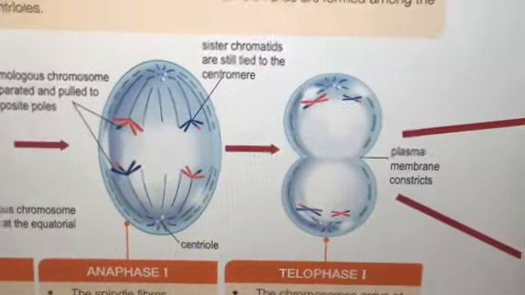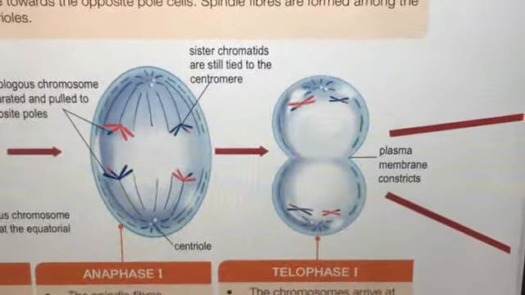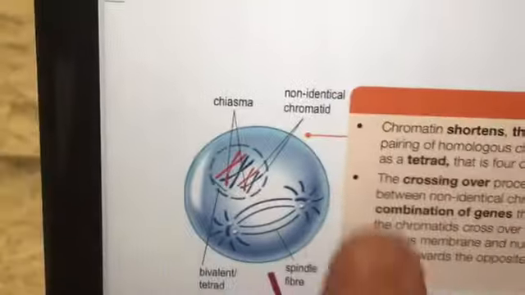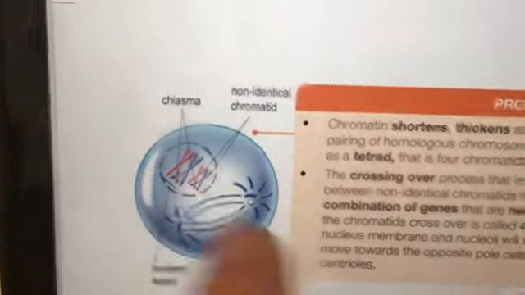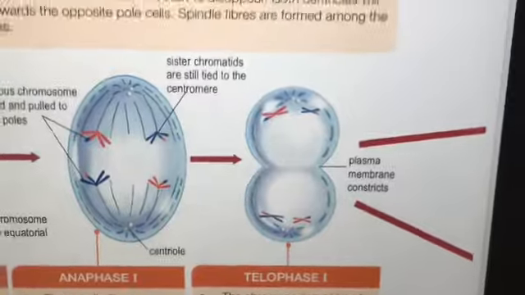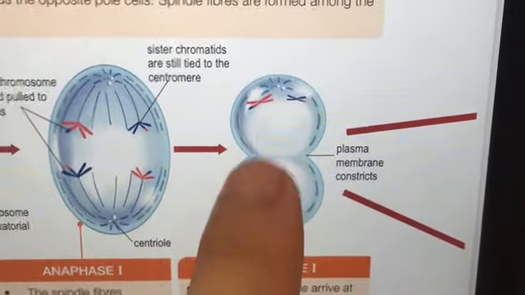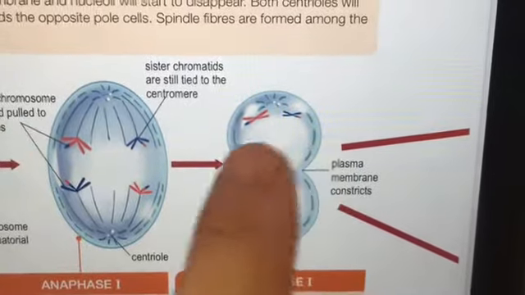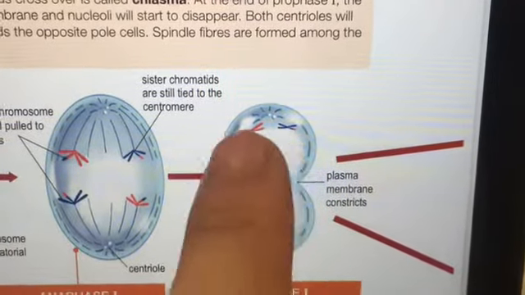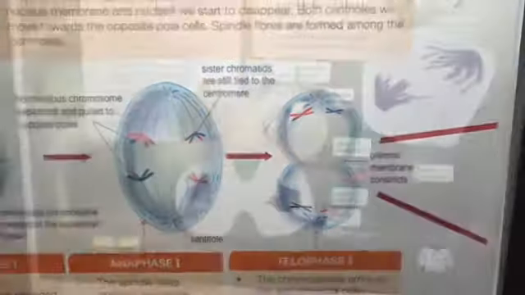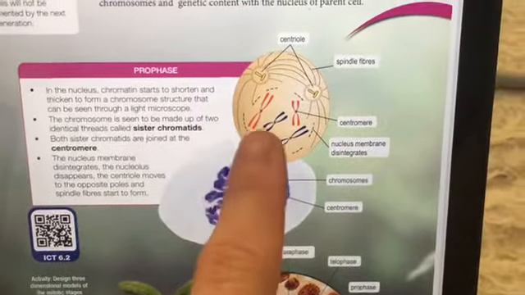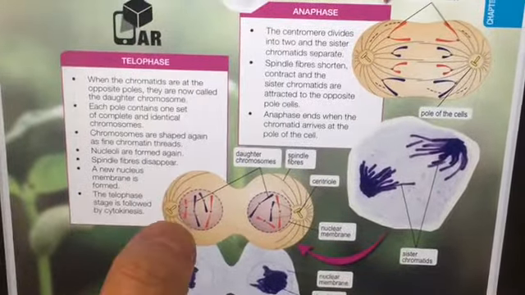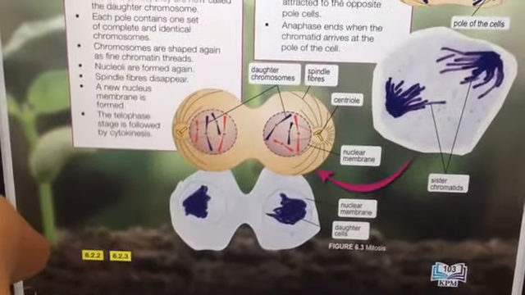The implication of this is that the number of chromosomes is half from the original one. So in the original cell, we have 1, 2, 3, 4 chromosomes. But at the end of telophase 1, we have 2 cells, but instead of having 4 in each cell, we have 2. 1, 2, 1, 2. So 2 is half of 4. In mitosis, if you remember, prophase starts with 1, 2, 3, 4 chromosomes, but at the end, during telophase, it also has 4 chromosomes.